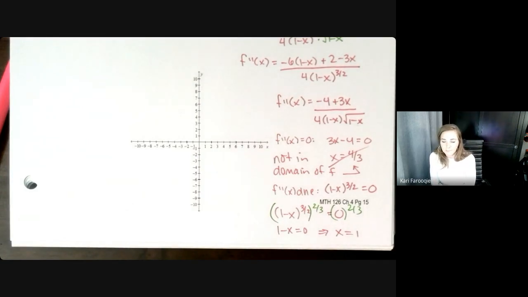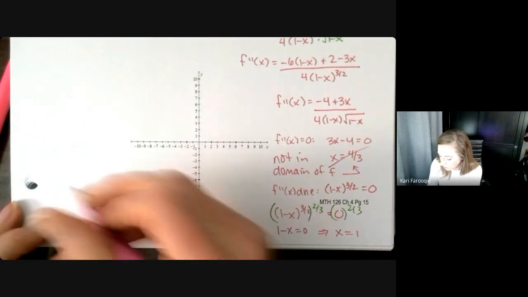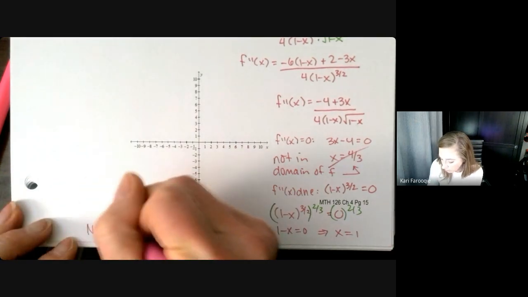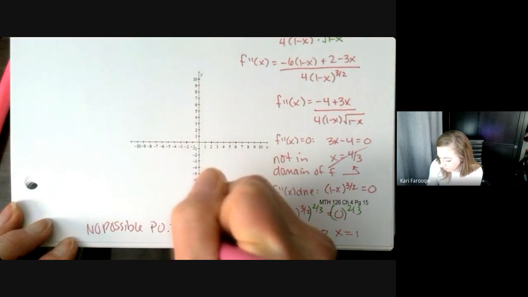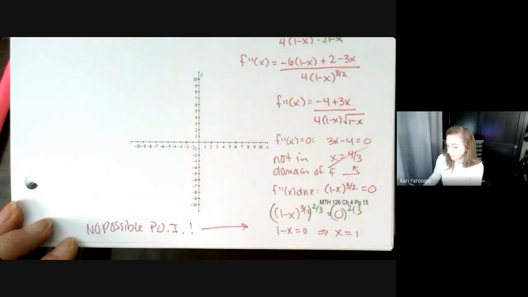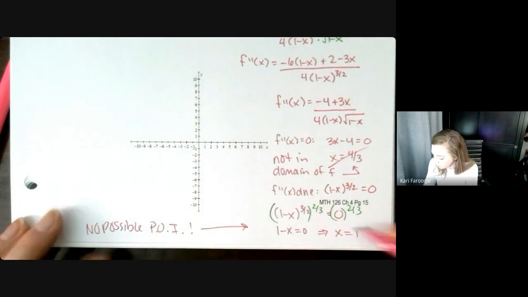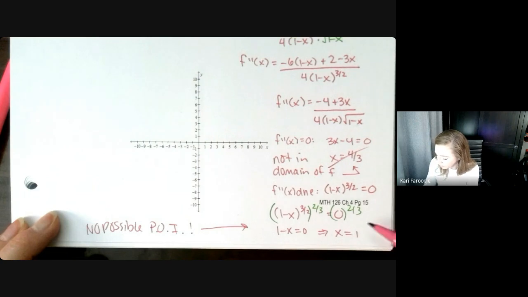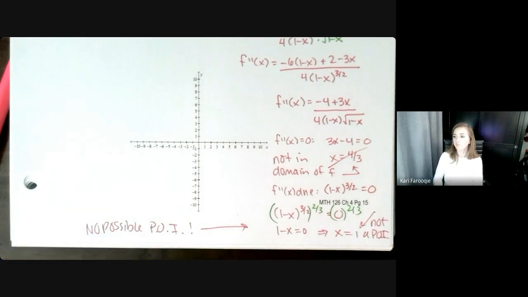All right. So x equals 1 being a point of inflection is not going to make any sense because that's the end point. A point of inflection means the concavity changes from up to down or vice versa at a particular value. The concavity can't possibly change at the end point. So we would say no possible points of inflection. So we cannot have this be, this is not a POI. Okay, so we have no possible points of inflection.